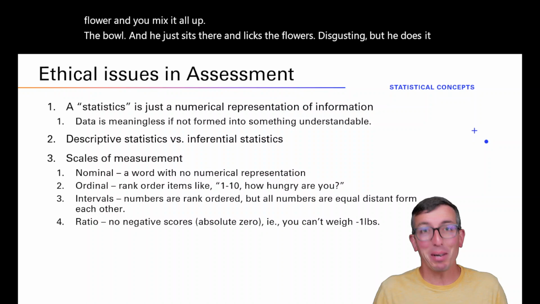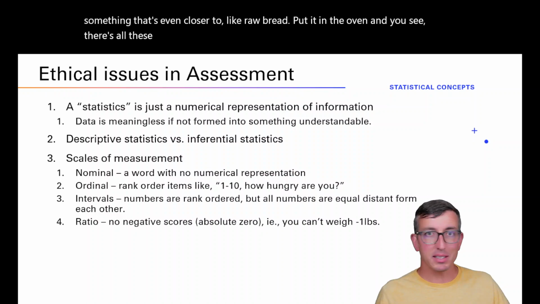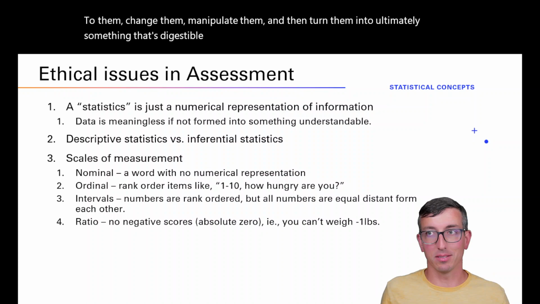That's the point. And then if you add water and yeast and put it all together and let it sit in a bowl, it becomes something that's even closer to raw bread. Put it in the oven, and you see there are all these processes of mixing and changing the chemistry of it, frankly, into something that ultimately we love. And that's what we're going to get to here. We're going to start with numbers. They look pretty rough, like the wheat, and then we're going to do some things to them, change them, manipulate them, and then turn them into ultimately something that's digestible, metaphorically. So that's the goal here, okay?